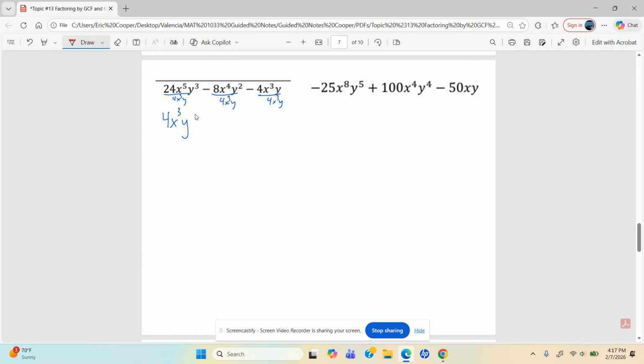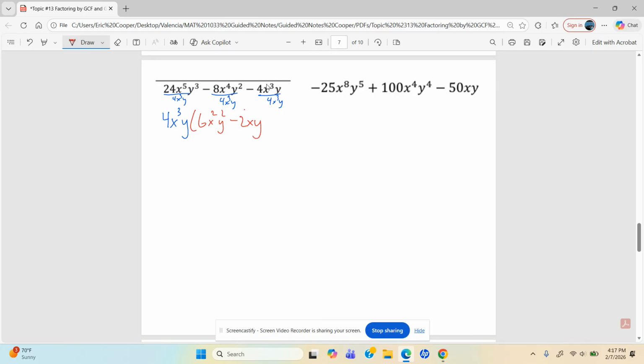24 divided by 4 is 6. x^5 minus x^3 gives me x^2. y^3 minus y^1 is y^2. Negative 8 divided by 4 is negative 2. x^4 minus x^3 is just x^1. y^2 minus y^1 is y.